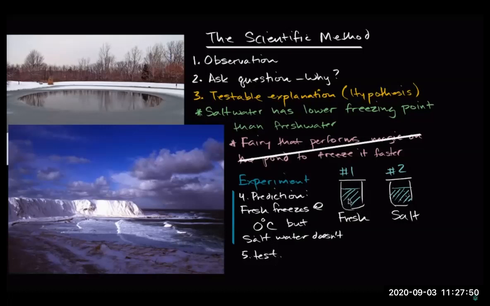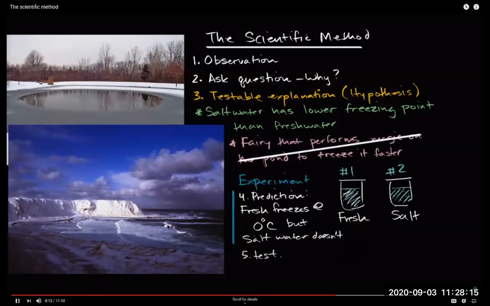And if you see that the fresh water has frozen over, but the salt water hasn't, well, then that seems to validate your testable explanation, that salt water has a lower freezing point than fresh water. And if there isn't a difference, maybe both of them didn't freeze or both of them did freeze, then you might say, well, okay, that wasn't a good explanation. I have to find another explanation for why the ocean seems to freeze at a lower temperature.